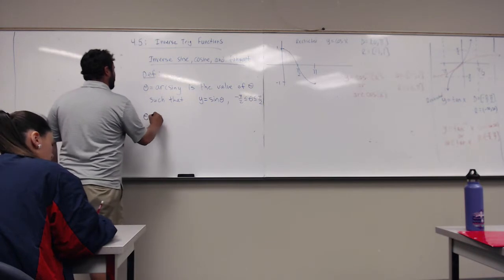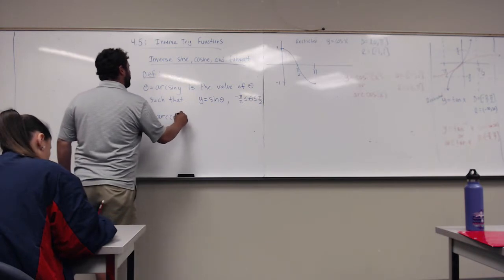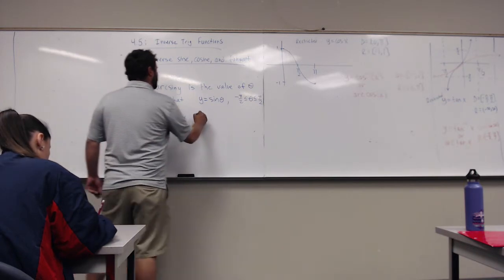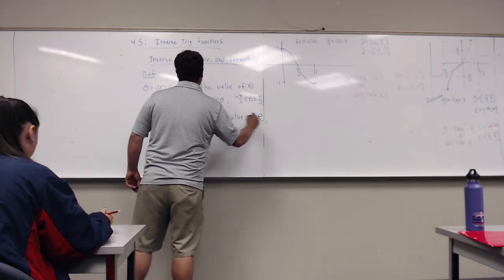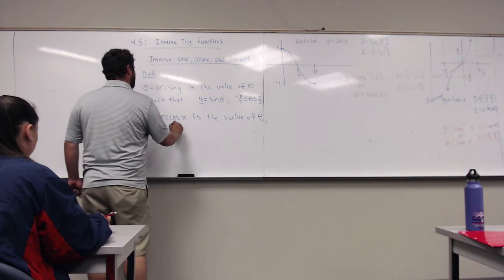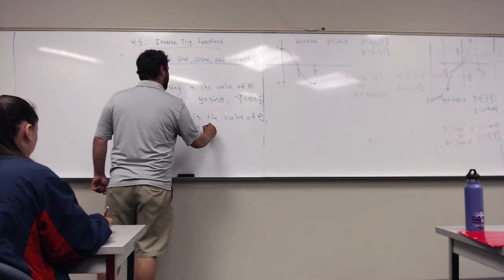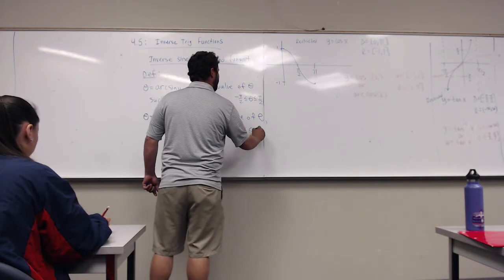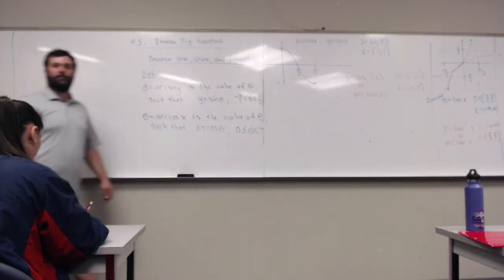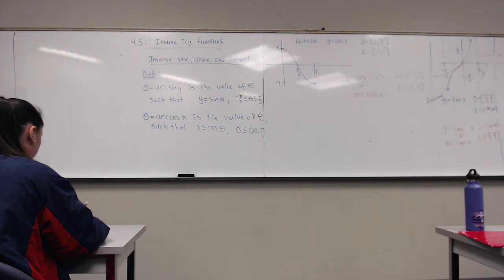The next one, theta equals arc cosine of x, is the value of theta such that x equals cosine theta, and theta is always going to be between 0 and pi, because that's the range of arc cosine.